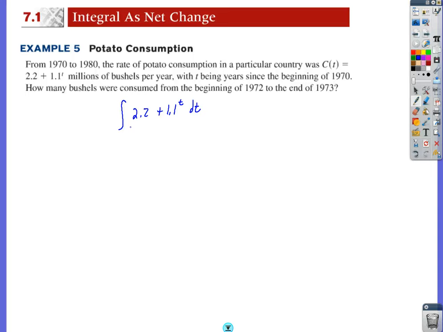So this is something where you might ask, well, how do I do this? I want t to be years since the beginning of 1970. So when t is 0, that is 1970. When t equals 1, that is the beginning of 1971. And when t equals 2, that's the beginning of 1972. Well, the beginning of 1972 could also be classified as the end of 1971, right?